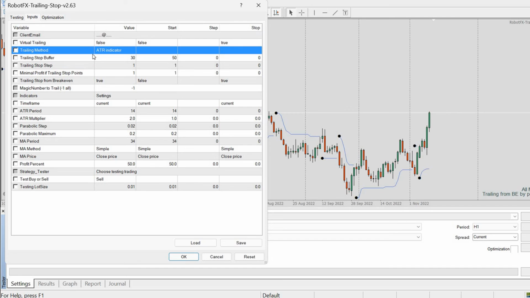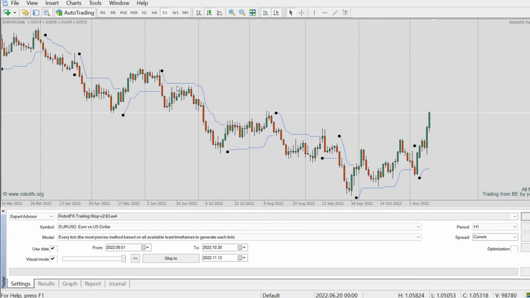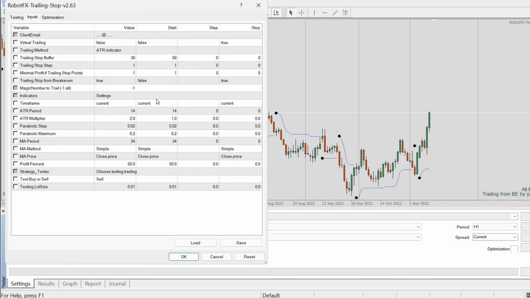If you choose to trade the price using the ATR indicator, I have also included in the package an ATR indicator that will draw on the chart like this, and it will be better for the trader to find the ATR settings if they are trailing the price using this method.